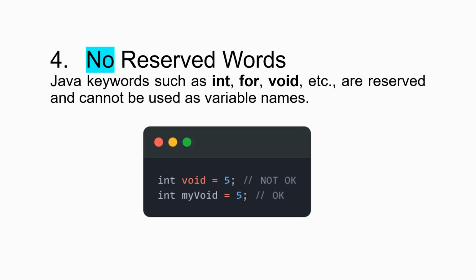Now, if we look into the example here, the first one, integer void is equal to 5. Obviously this is invalid because we know that void is a Java keyword. But let's say now I do something, for example, integer myVoid is equal to 5. This is acceptable because myVoid is not a Java keyword.